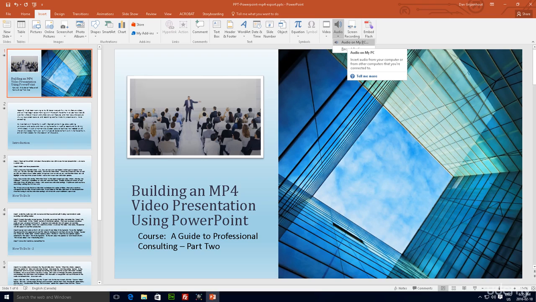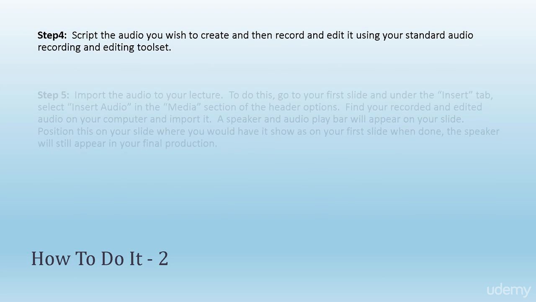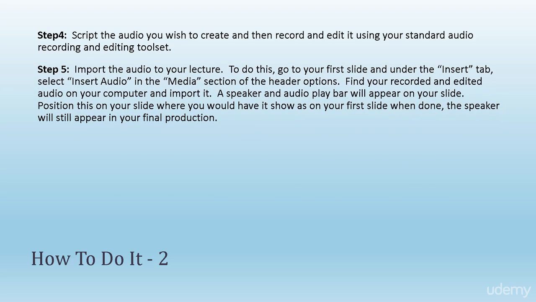To do this, go to your first slide and under the Insert tab, select Insert Audio in the Media section of the header options. Find your recorded and edited audio on your computer and import it. A speaker and audio play bar will appear on your slide. Position this on your slide where you have it show as your first slide when done. The speaker will still appear in your final production.